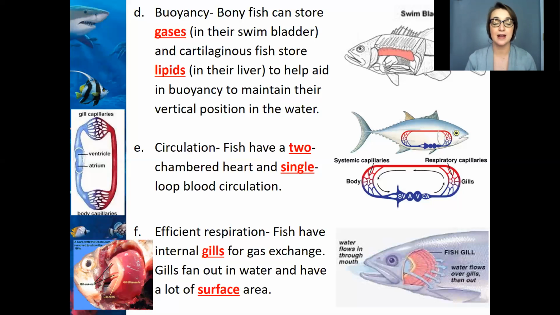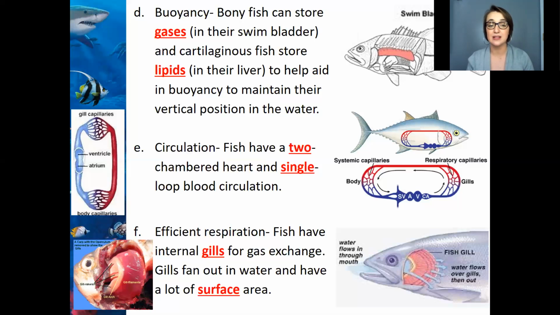Now, another type of adaptation is going to be how fish use their circulation. Fish have a two-chambered heart, and this means that they're going to have a single loop blood circulation. So you can kind of see from that second illustration there, they're going to have blood that goes to their body in one very simple loop. Ours is obviously very complex. This is going to allow them to hold a lot of extra oxygen in their body that's coming off of those gills.